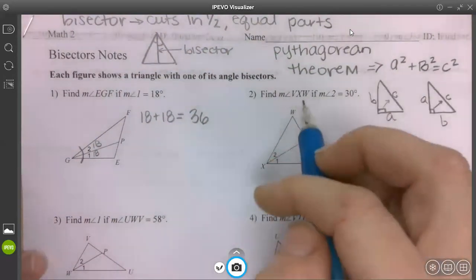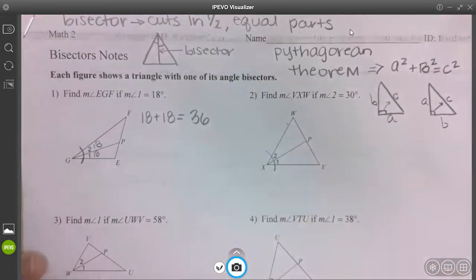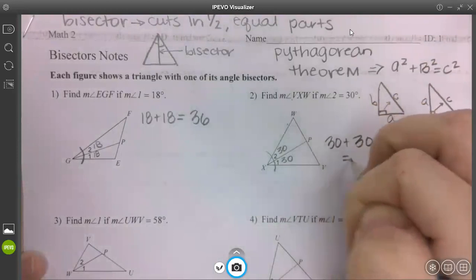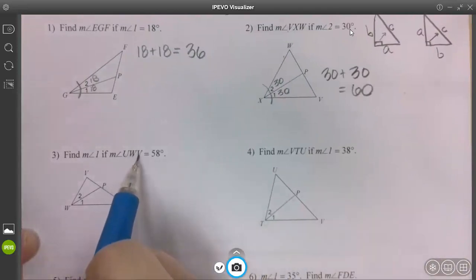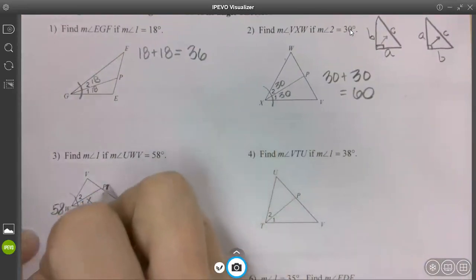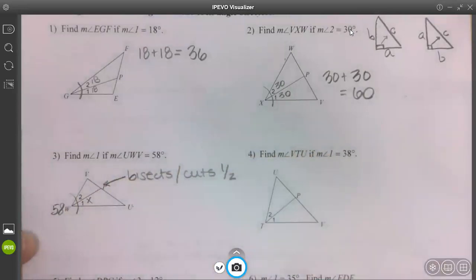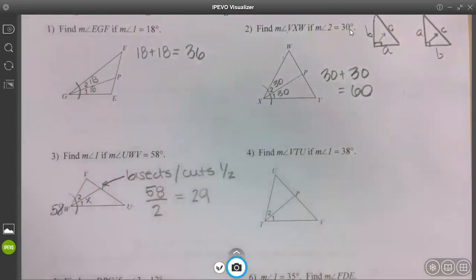On the next one, we're looking for BXW, if we follow it around, is the full angle again, just like this last one. It tells us that angle 2 is 30. Since it's a bisector, it made equal parts. And then to get the full, we're going to add it together. 30 plus 30 equals 60. On the next one, UWV, the whole angle this time is 58, and it wants to know what this number one is. So remember that this line bisects or cuts in half. So if we bisect or cut this total angle in half, we will get that each part is 29.